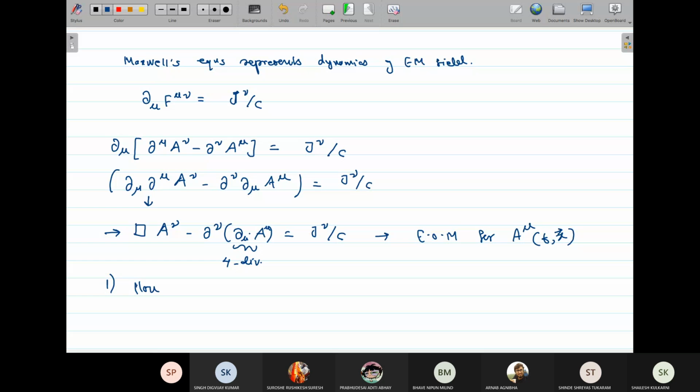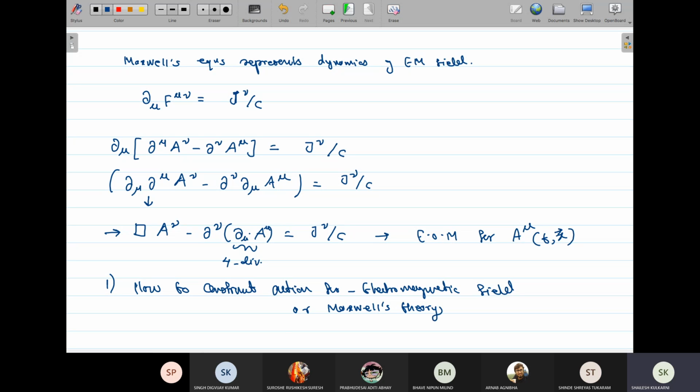How to construct the action for the electromagnetic field, or in other words, the action for the electromagnetic field, or you say Maxwell's theory. Maxwell's theory, I mean the theory of the electromagnetic field. That is the first question.